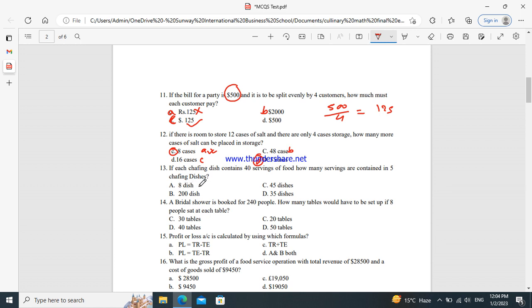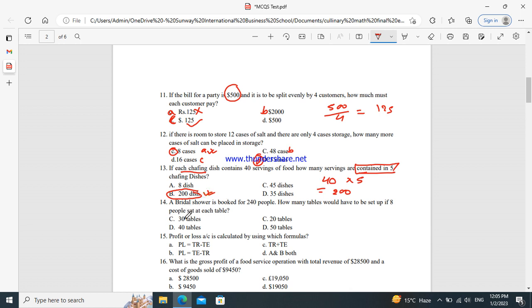Now move on to question number 13. If each serving dish contains 40 servings of food, how many servings are contained in 5 serving dishes? From the given information, you calculate 40 servings per dish, and how many are contained in the food service? This is 5 into 40. Okay, 5 into 40 is equal to 200. Therefore, 200. Option B is correct.